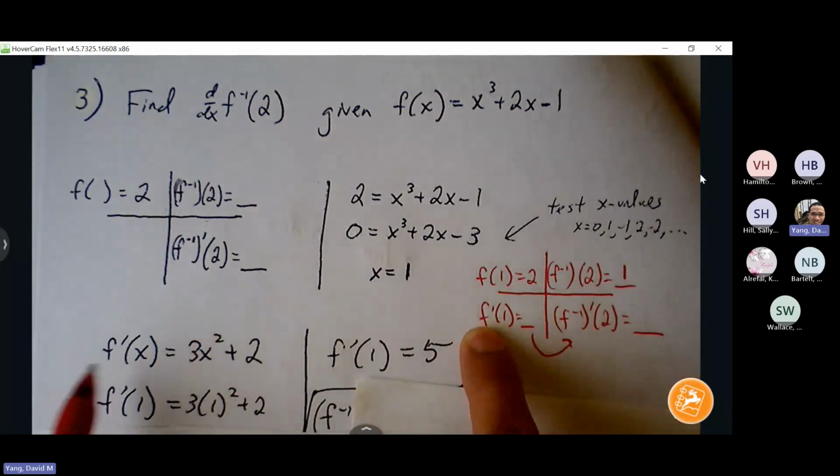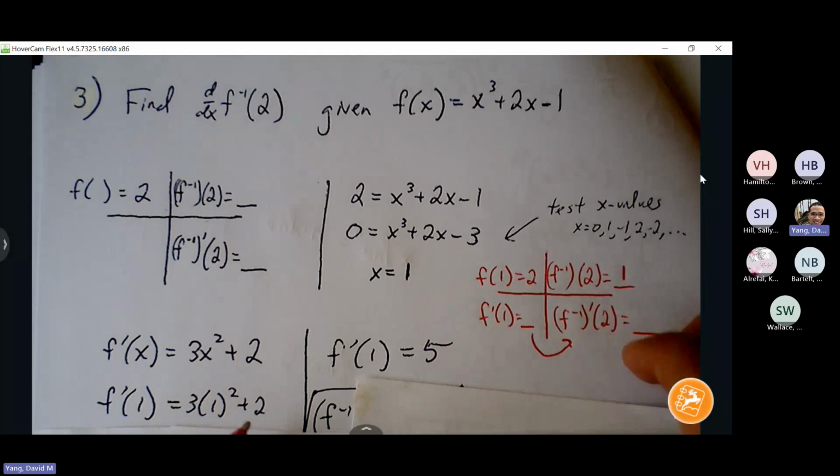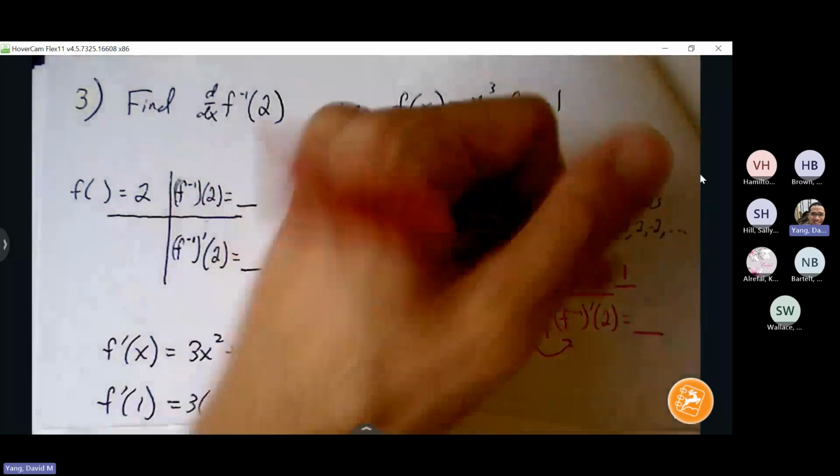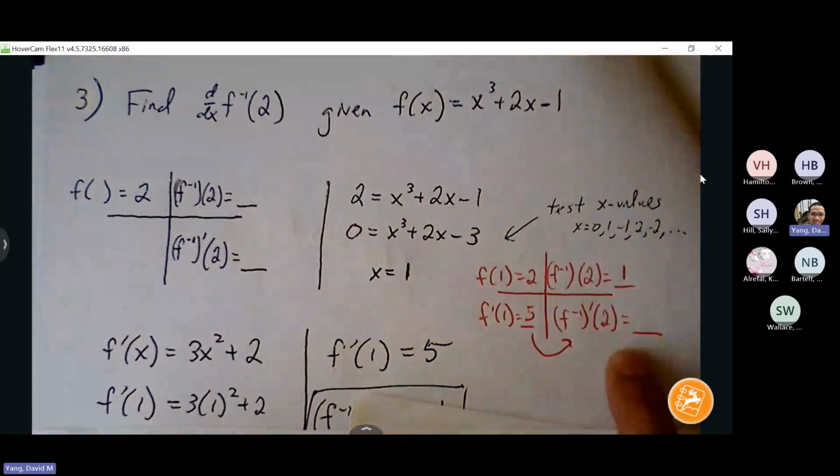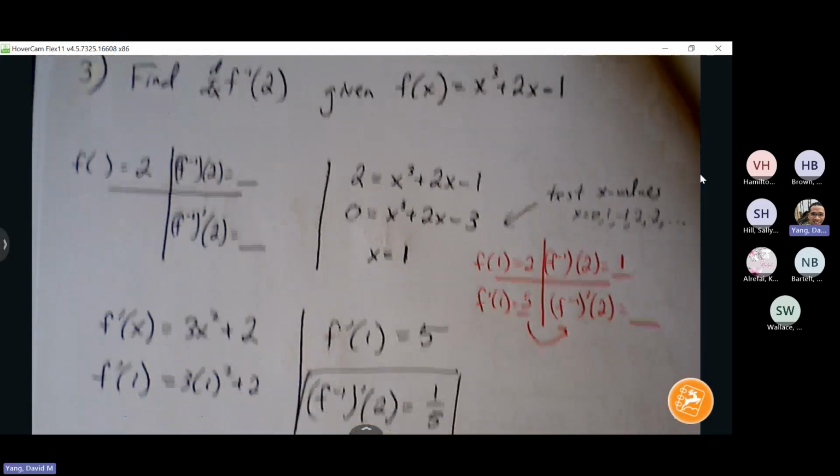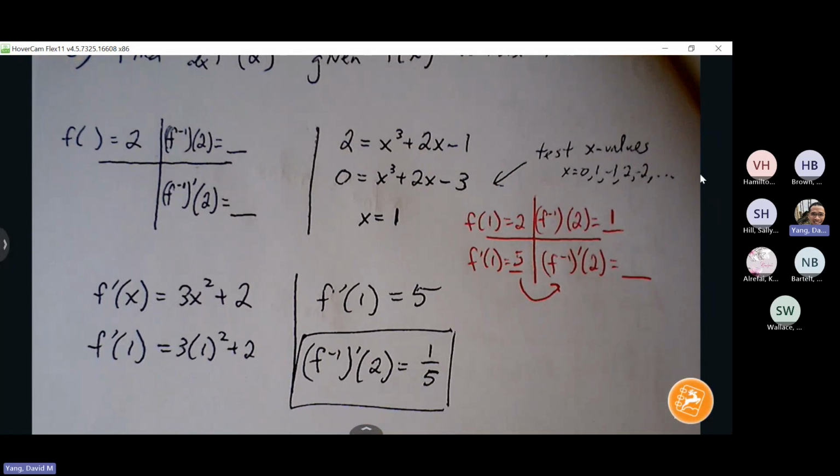Okay, so first let's find f prime of x, which is 3x squared plus 2. Plug in 1, and we get a slope of 5. So if the slope is 5 on the f side, then on the f inverse side it must be 1/5. You keep the sign the same, just flip.